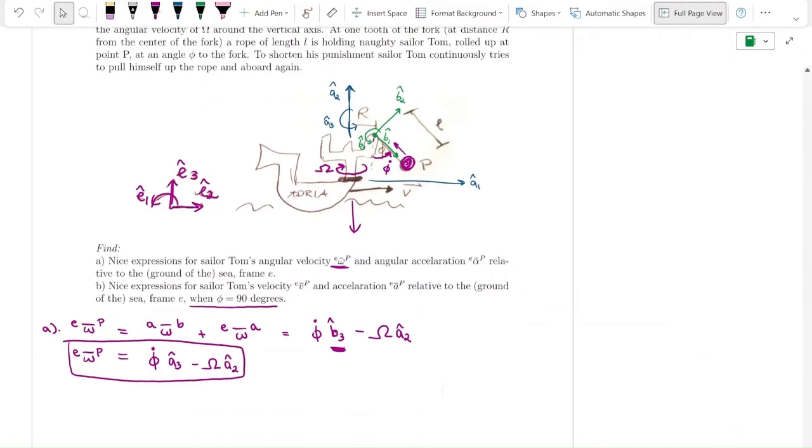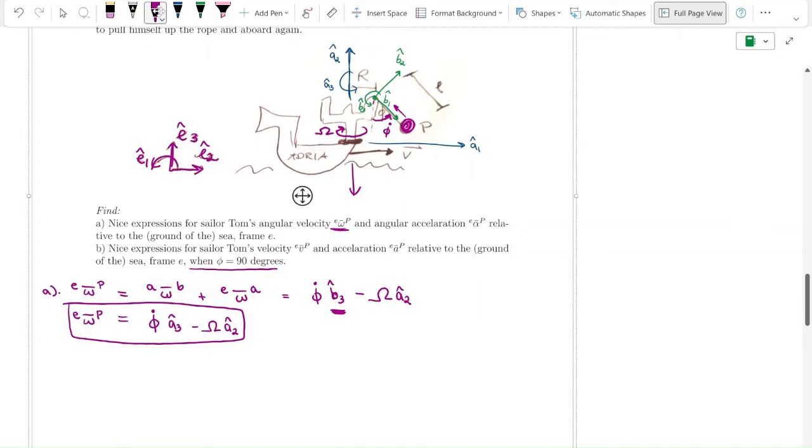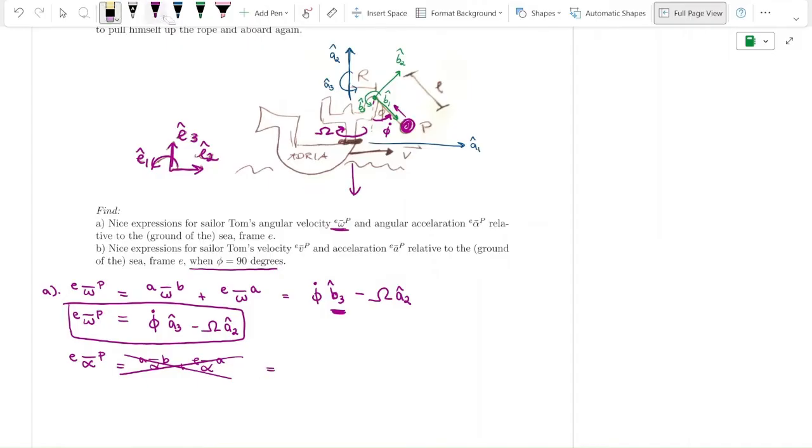Okay, now we have to find an expression for the angular acceleration of Tom with respect to the ground frame. So this is not going to be equal to the angular acceleration of B and A plus the angular acceleration of A and E. This is not true, so let's just remove this because it's not correct.